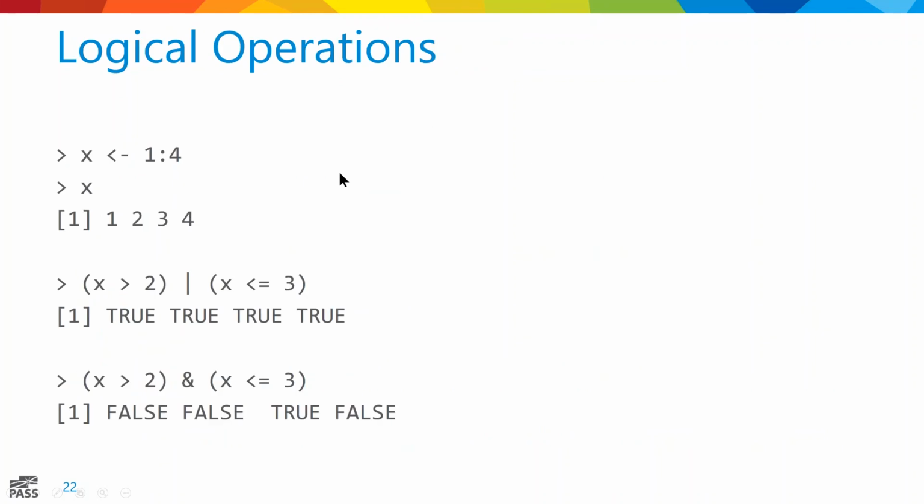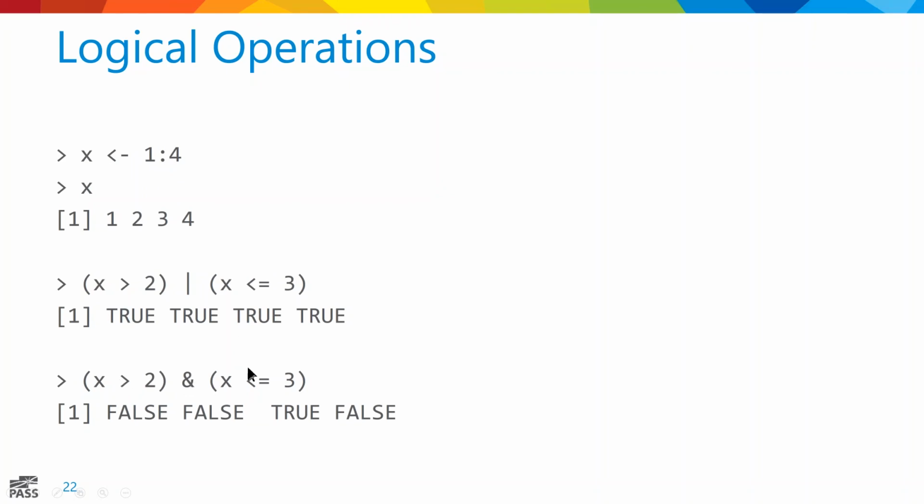So logical operations. So create a vector x equal to 1 through 4. So you can see right here when I print it out: 1, 2, 3, 4. So the OR condition with this pipe here. So either x is greater than 2 or x is less than or equal to 3. Well, that's all true. So it's all either greater than 2. So 3 and 4 is greater than 2. Or x is less than or equal to 3. Well, that's 3, 2, 1, right?